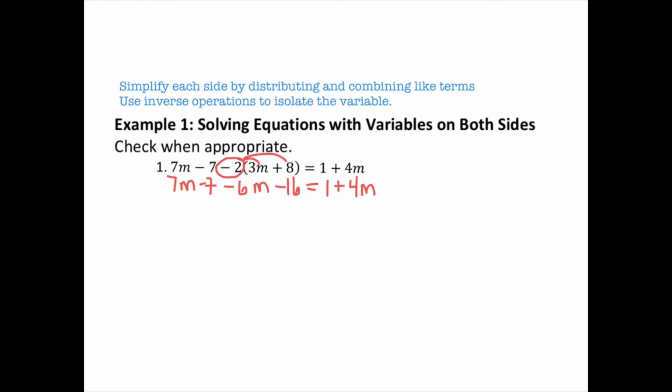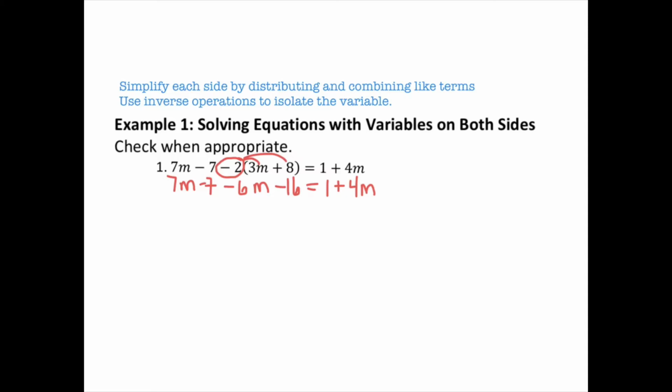Okay, my first step is distributing. I have a set of parentheses here around the 3m plus 8 with a negative 2 out in front that needs to be distributed. The 7m and the minus 7 are not being distributed, so I just brought those down. When I distributed the negative 2, I got minus 6m and a minus 16 there. The right-hand side of the equation is staying the same.